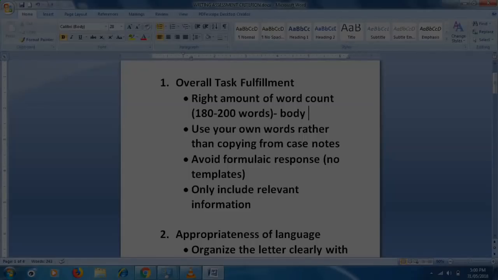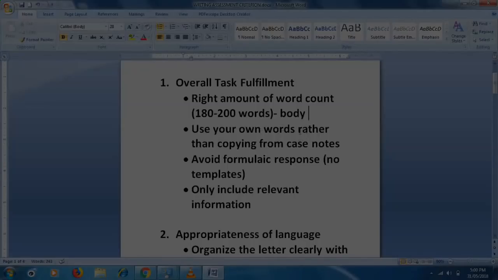If it's a bit outside of this range, that means if it's a little less than 180 or if it's a little more than 200, that's fine, because there are different styles of writing and adjustments can be made by OET assessors as long as the relevant information has been included in the body of the letter.